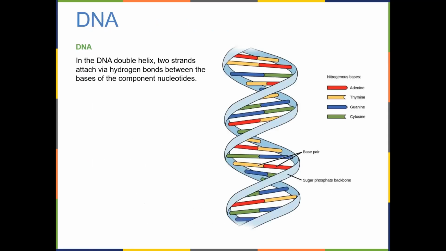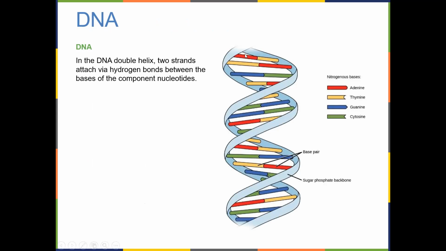This is the double helix strand. It's like a spiral staircase, if you will. The strands are held together, or they appear to be held together, by the rungs. The rungs are the base pairings, the complementary base pairings, adenine pairing with thymine, guanine pairing with cytosine.